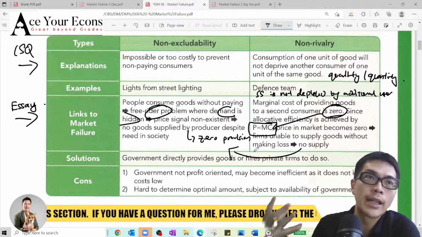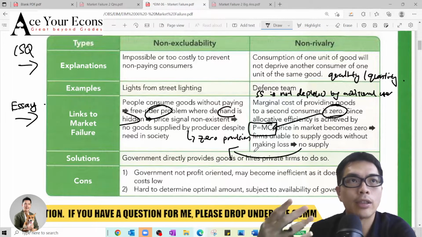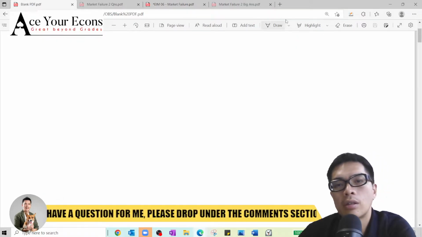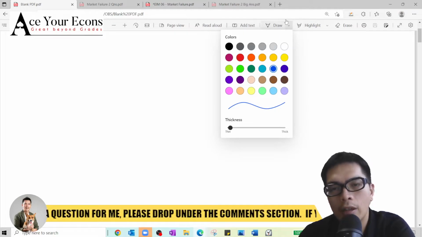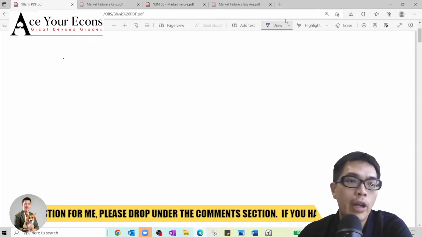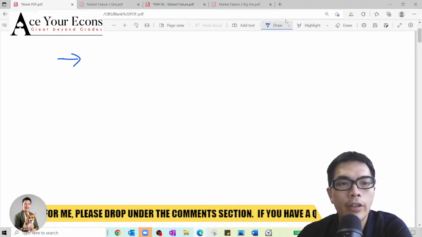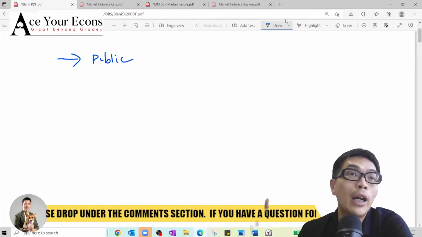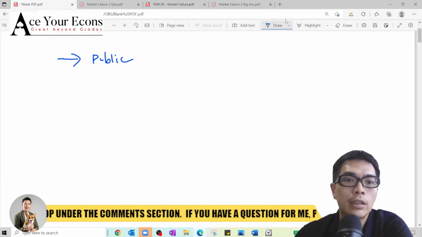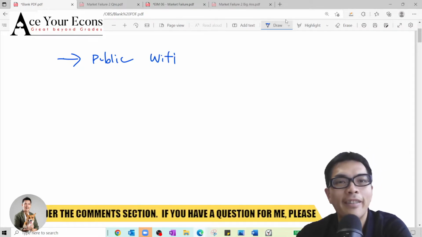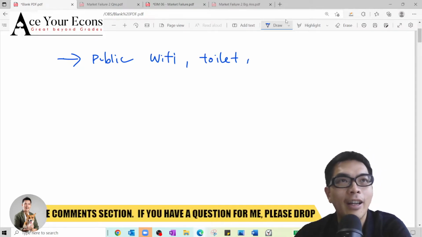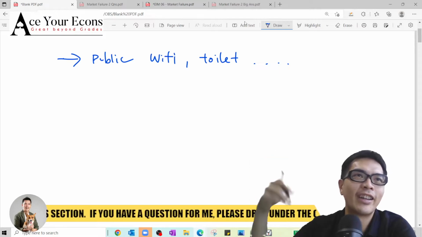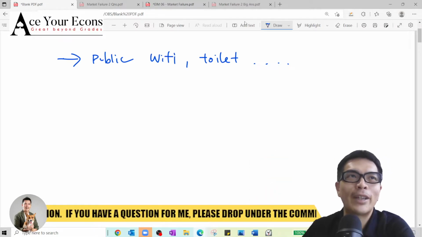Now I'm going to go on to some advanced concepts that are widely tested, and this is where it starts to turn tricky. A lot of students, especially newbies or first year students, often fall into the trap whenever "public" is added in front of a particular good. What do I mean by that? For instance, public Wi-Fi, public toilet, public whatever. Can you all come up with one good each of public whatever? Then we scrutinize all these goods. Public what else?